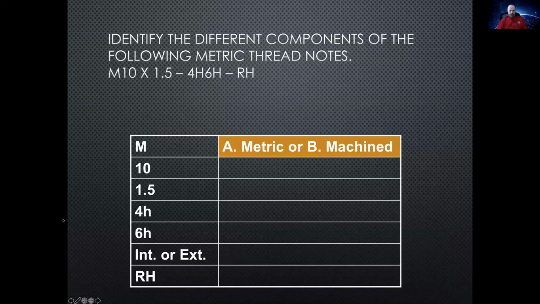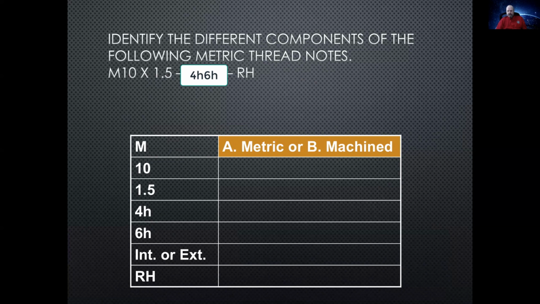All right, here's some more examples. So if you have an M10 by 1.5 4H 6H RH, and these are supposed to be lowercase, didn't translate well. Okay, so M means metric or machine.